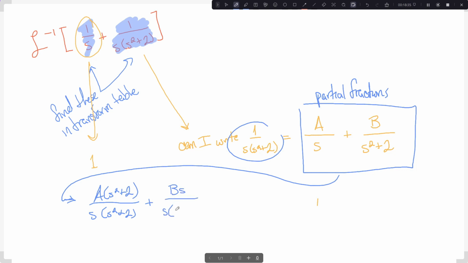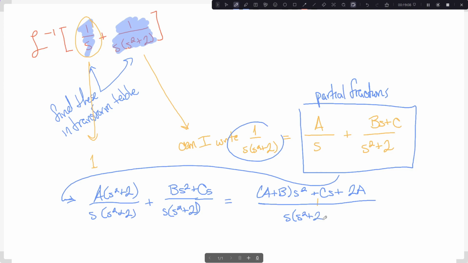bs over s squared plus 2. Oh, sorry, I need a bs plus c. This is partial fractions after all. (bs squared plus cs) over s times (s squared plus 2). And now if I add those together, I have (a plus b)s squared plus cs plus 2a, all over s times (s squared plus 2).